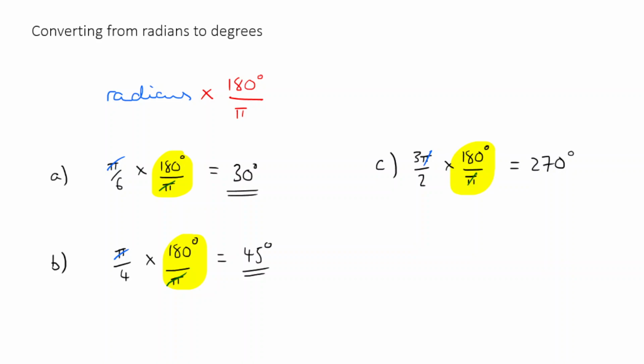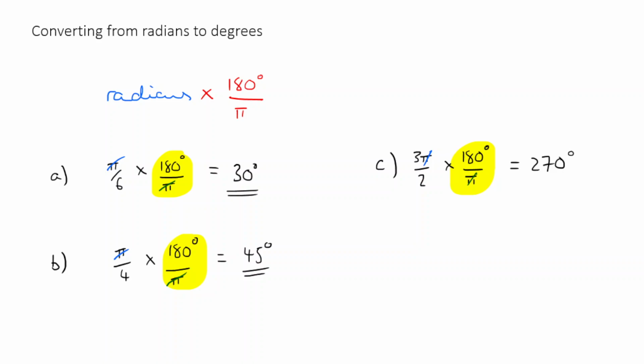So, to recap, to convert from degrees to radians, times by pi, divide by 180. To go the opposite way round, from radians to degrees, you multiply by 180, and divide by pi. And you've just got to go away and practice this.